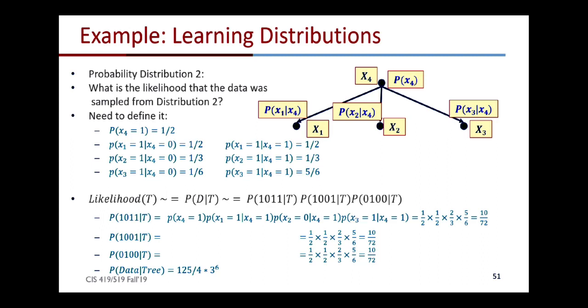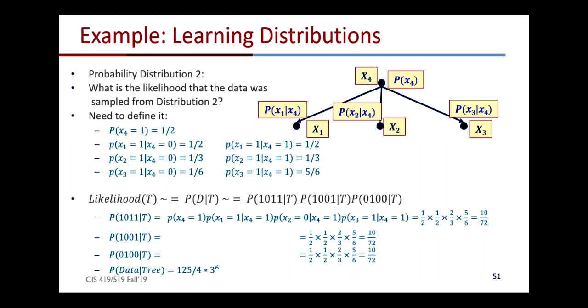P of x4 being 1, x1 being 1, given that x4 is 1, x2 being 0, given that x4 is 1, and x3 being 1. Now notice that I did not give you this probability, P of x2 being 0, given that x4 is 1, but I gave you this one, which is 1 minus it, and therefore you see the 2/3 here. Okay, so this should be simple to follow.